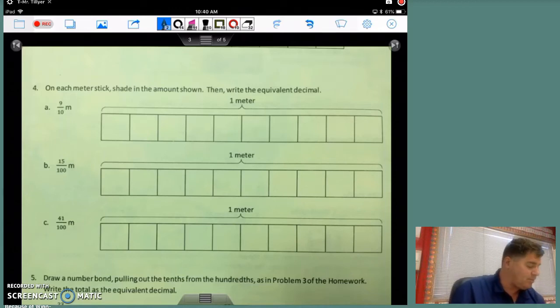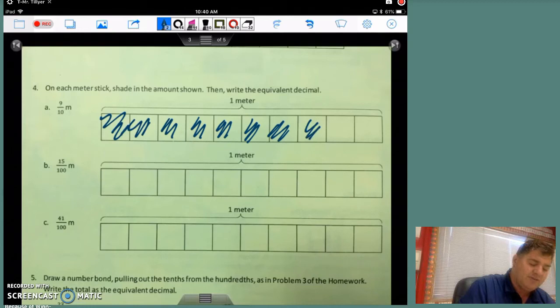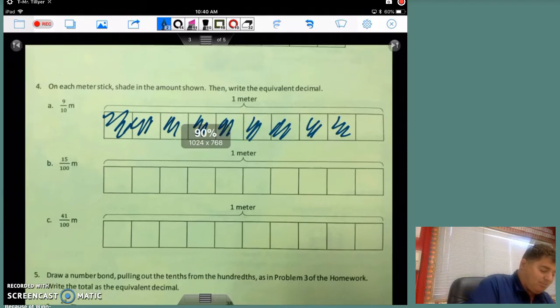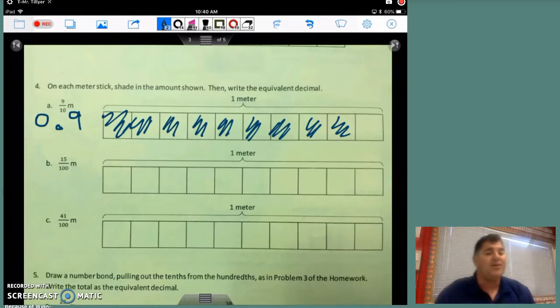All right, so in each meter stick, shade in the amount shown, then write the equivalent decimal. So we're going to have 9 tenths. So we'll shade in 1, 2, 3, 4, 5, 6, 7, 8, 9, 9 tenths. And then we're going to show the equivalent decimal. It would be 9/10, 0.9. You don't have to write the 0 there, but it helps keep things in order.